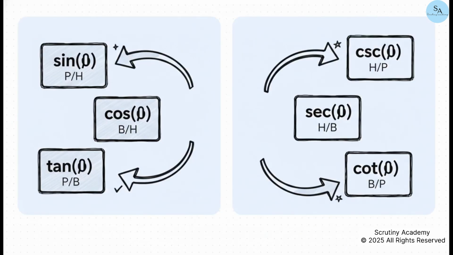And get this, by learning those 3, you've actually learned all 6. It's like a 2-for-1 deal. The other 3 are just the flipped-over versions, the reciprocals. Cosecant is just sine flipped upside down. Secant is cosine flipped. And cotangent is tangent flipped. You're done. That's all 6.